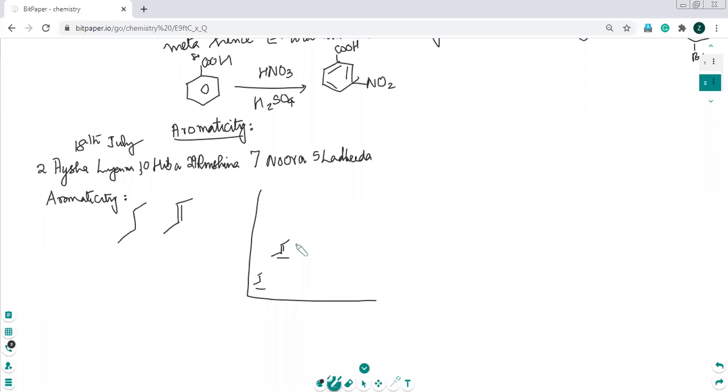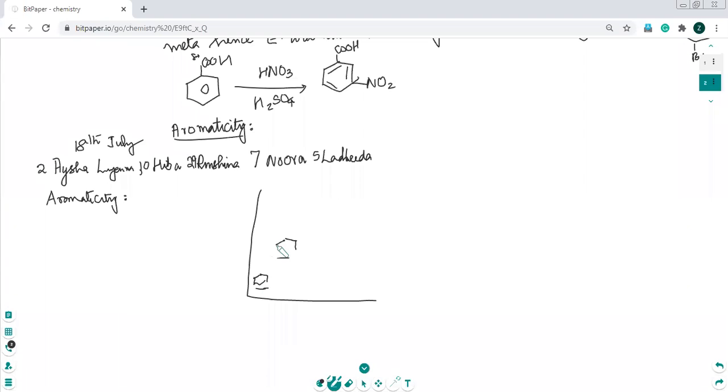Now, I will just make it a cyclic ring. That is better, because we are going to deal with cyclic compounds. So I'll draw a 6-membered ring. See here. Cyclohexane, simplest molecule. This is the energy level.